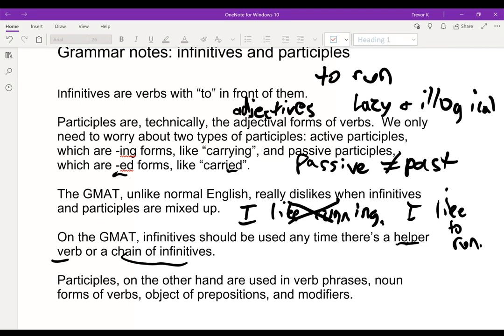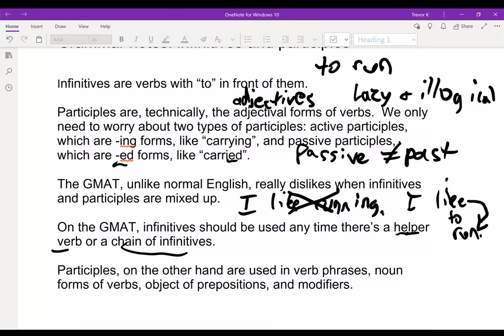But the important thing is that these are linked. As long as these are linked, as long as like is helping to run, it needs to be an infinitive. It cannot be a participle. This is also true with chains of infinitives. So I can say, for instance, I like to use my shoes to run, right? So we also have those chains of infinitives. So these are the only cases when we'll use infinitives.